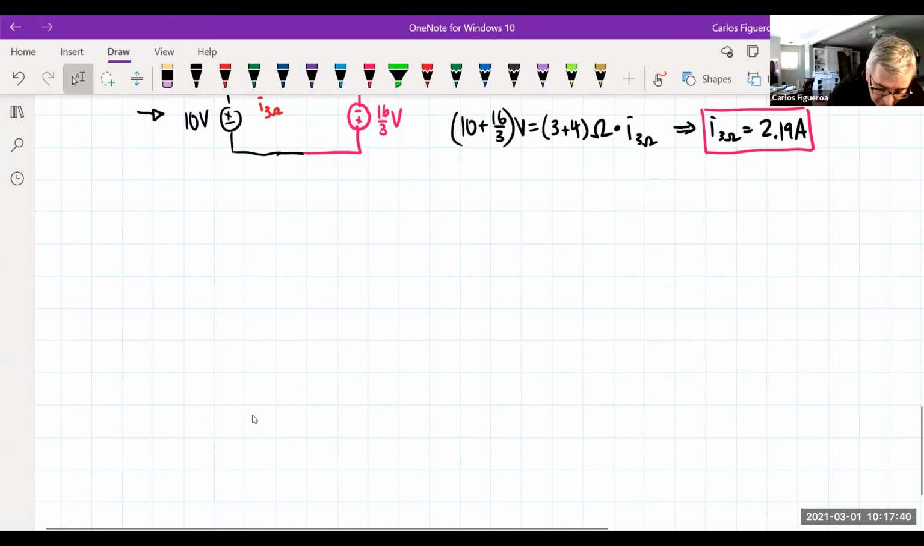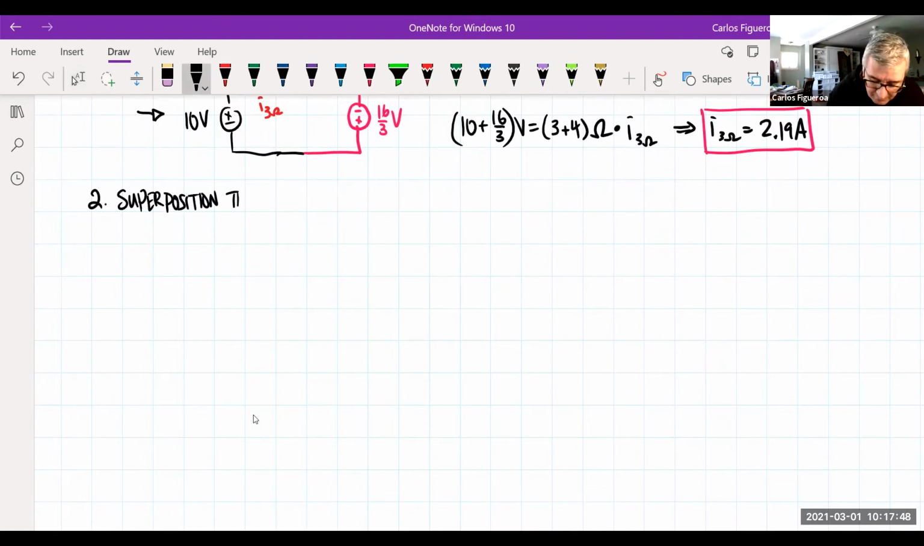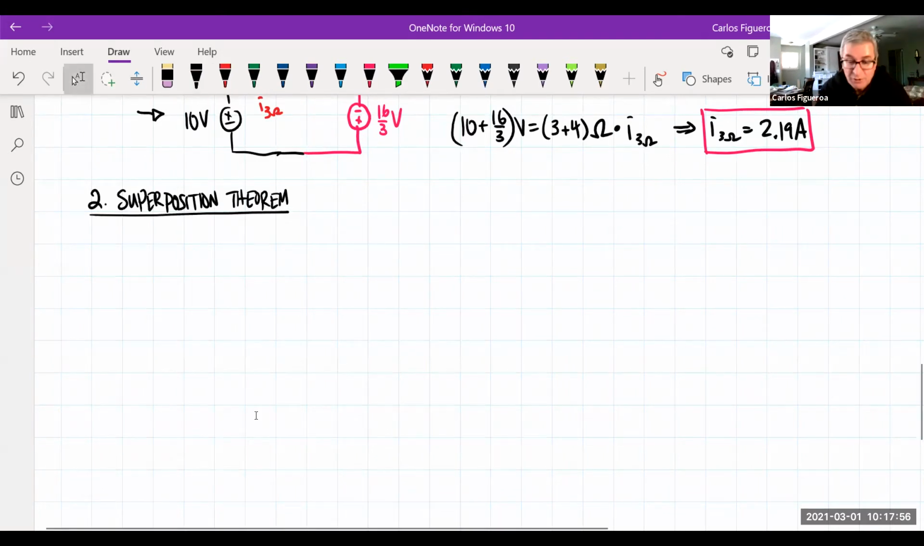So the next one is superposition theorem. This is an incredible idea. It's almost unbelievable. It's so unbelievable that your PLC is about wiring and using the superposition principle. Now note, I'm going to give you an analogy.